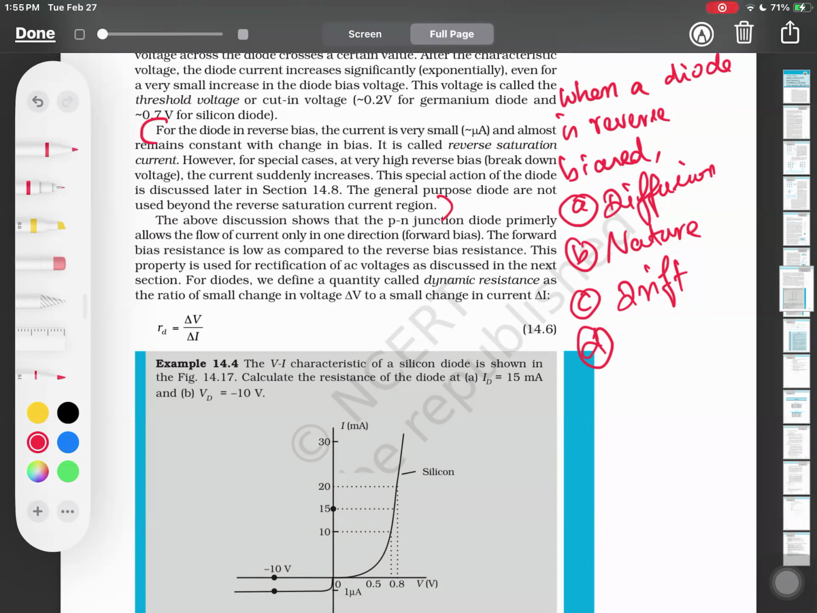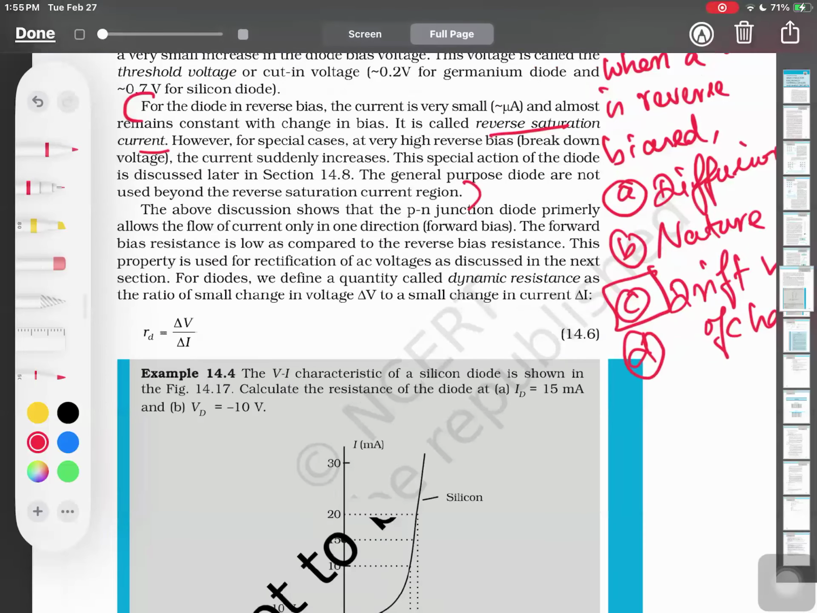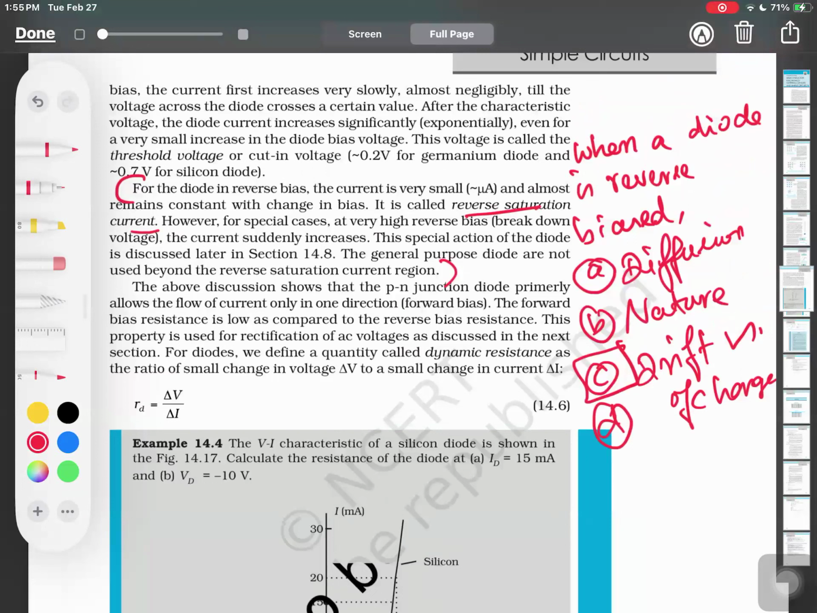In your book, you know that reverse current is mainly due to the drift of charges. So this is the correct option. Make a note of this: drift of charges is responsible for the reverse current. It is due to carriers like holes and free electrons passing through a square centimeter area that is perpendicular to the direction of flow. That is also very important. The direction of flow is perpendicular.